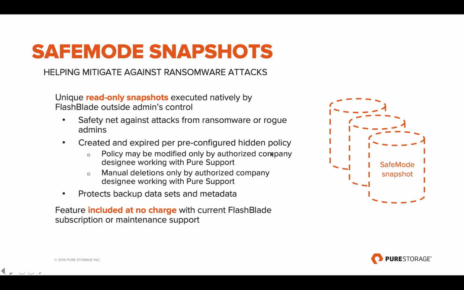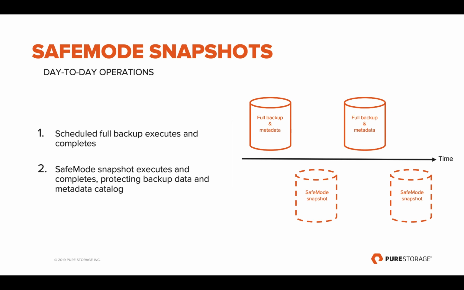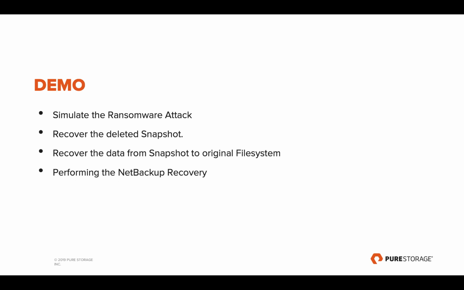What is a SafeMode snapshot in FlashBlade? This is a feature on FlashBlade that will not allow anyone to eradicate a deleted snapshot. This means in the case of a ransomware attack, if the snapshot of the backup data is deleted, it goes to a recycle bin and gets saved there in read-only mode. And further, it cannot be deleted without Pure Storage support involved.